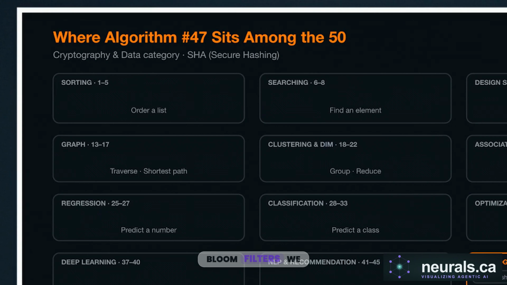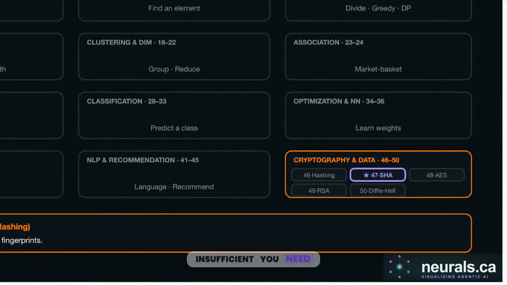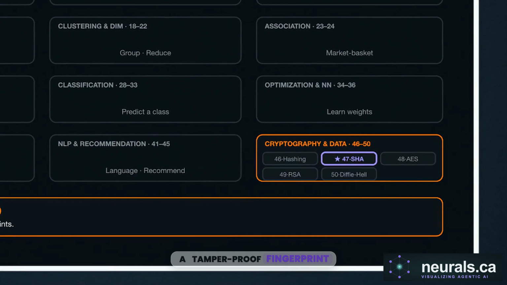Having explored Bloom filters, we looked at a quick way to check if data exists. But when the stakes are higher, a simple lookup tool is insufficient. You need a tamper-proof fingerprint. Looking at our algorithm map in the Cryptography and Data category, Algorithm 47 provides exactly that.